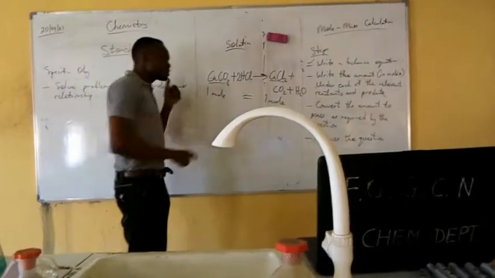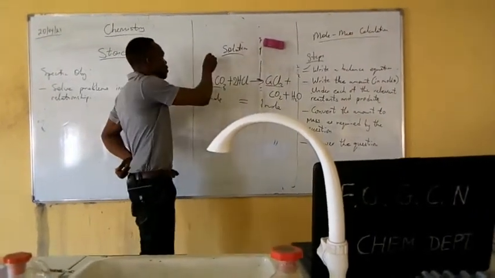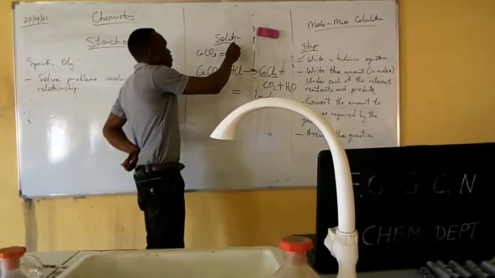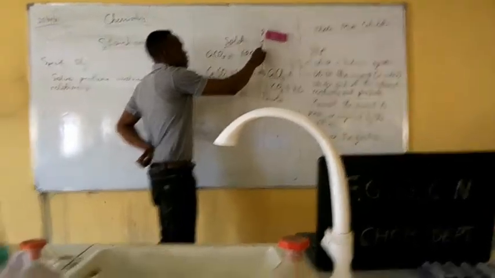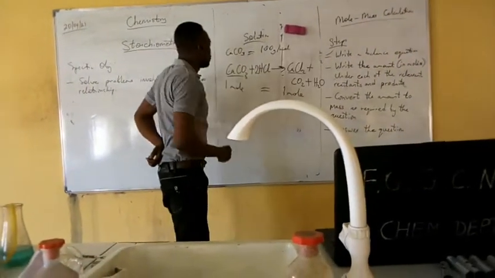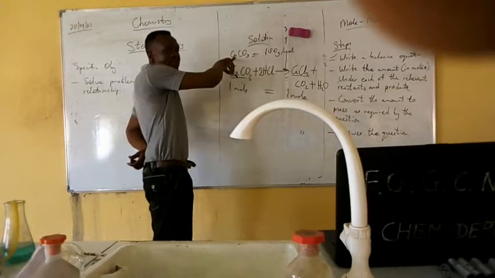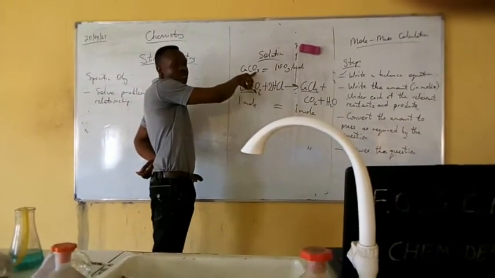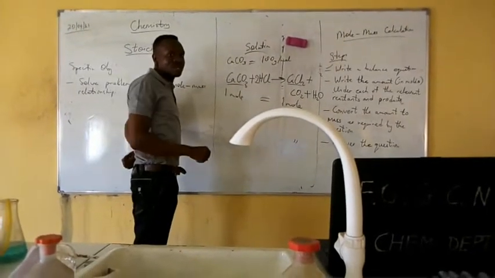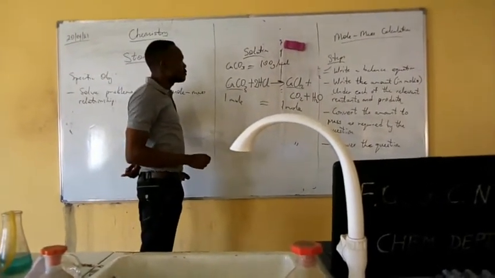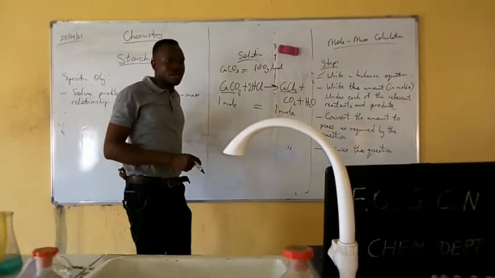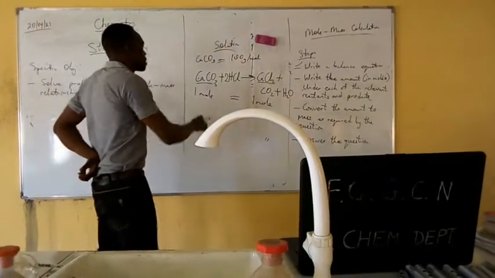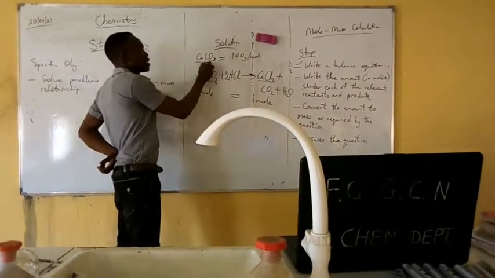Now, by converting this 1 mole to mass, we work on the molar mass of calcium carbonate. The molar mass of calcium carbonate is 100 grams per mole. The relative atomic masses are calcium 40, carbon 12, oxygen 16. So 40 for calcium, 12 for carbon, and 16 times 3, which is the number of atoms of oxygen there. That will give you 100. Confirm that. So that will give you 100 grams per mole for the molar mass of calcium carbonate.